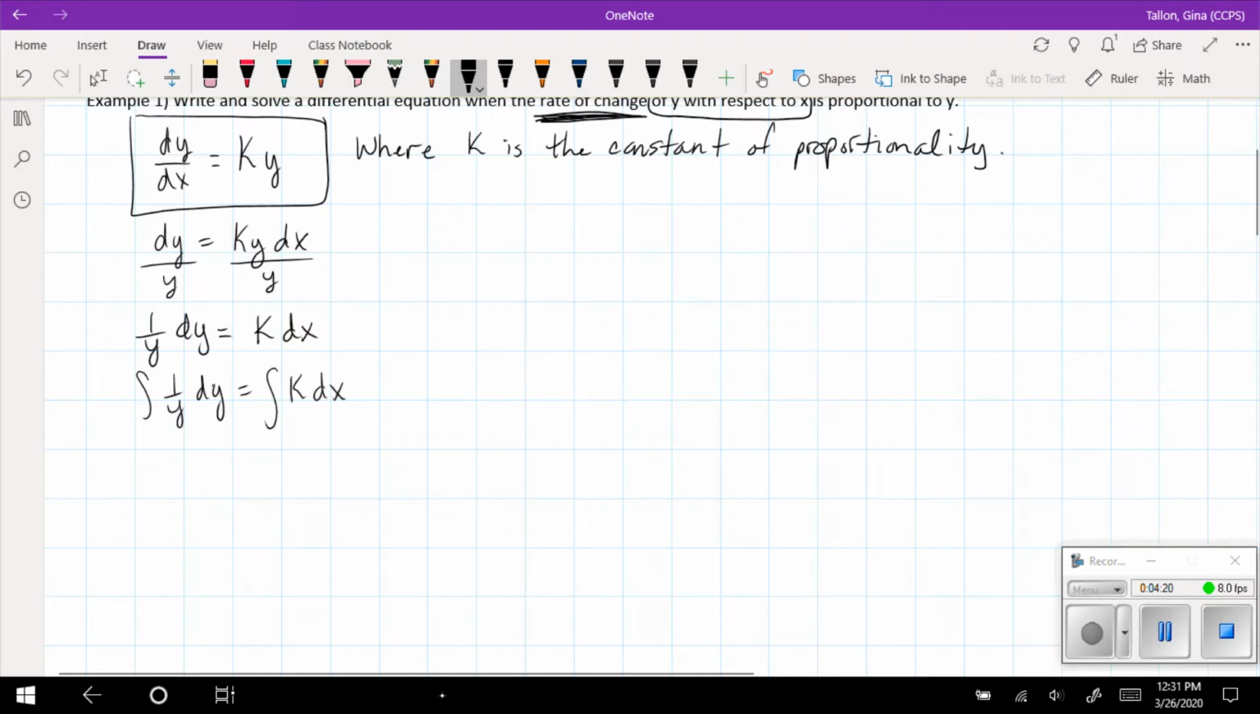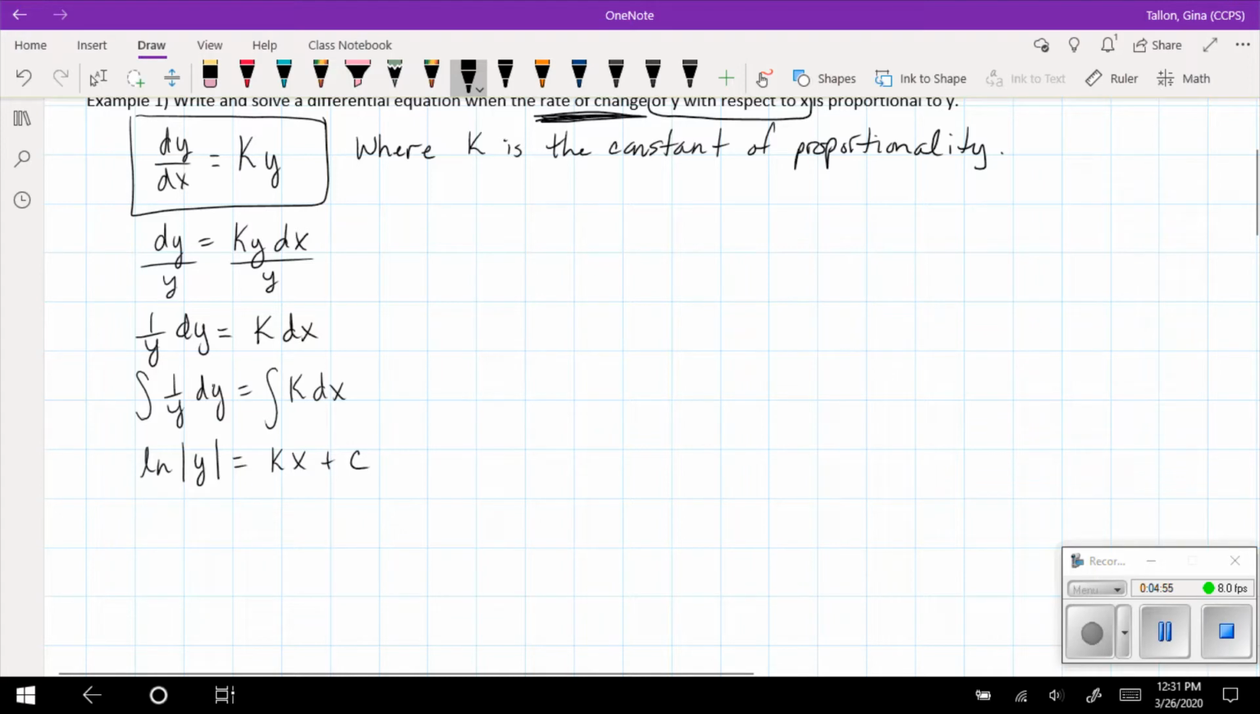You should recognize the left-hand side of this equation. This is nothing more than the natural log of the absolute value of y is equal to kx plus c. Hopefully that's okay with you. Let me see if I can explain that a little better for you. If I wanted to integrate, let's say the number 5, the constant 5 with respect to x, I would end up getting 5x because the derivative of 5x is just 5. So in this case, I want to integrate k with respect to x. I'm going to get kx plus c.